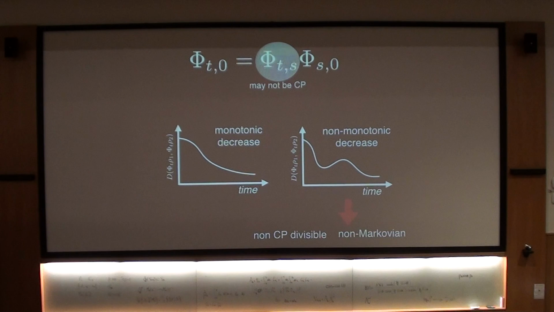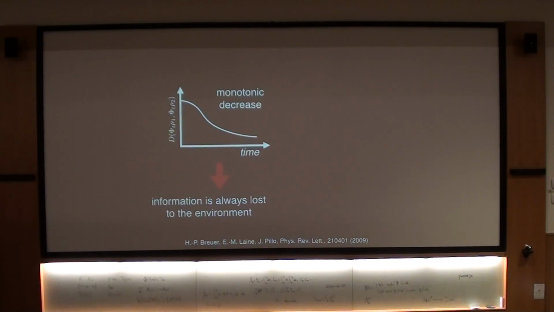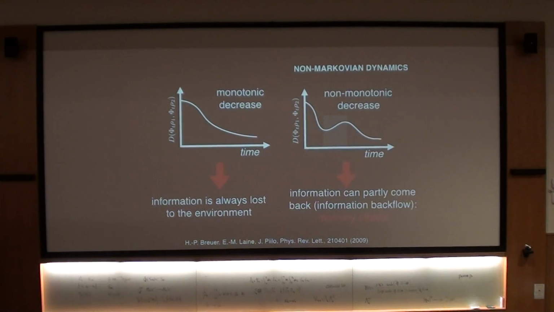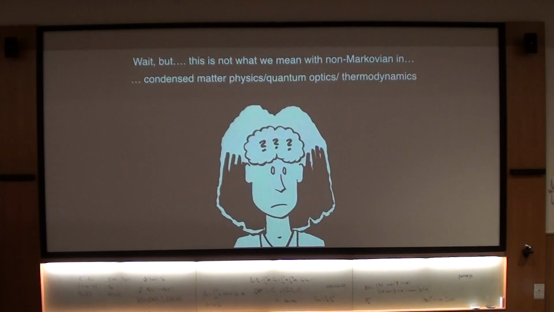So the key idea is the realization of how information backflow can be associated with non-Markovianity. And of course, this is the reference of this paper from 2009. I already mentioned that in this case, information is always lost, and in the other case, information can be partly regained, and you have this memory effect. So you have information backflow in this case.